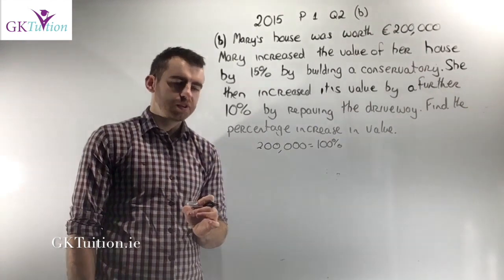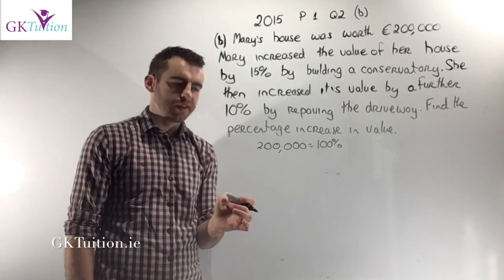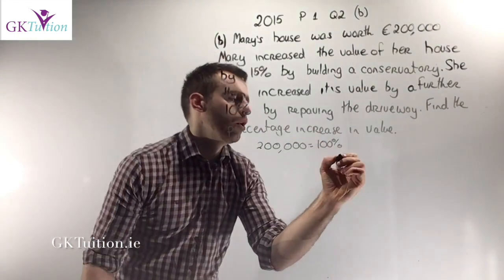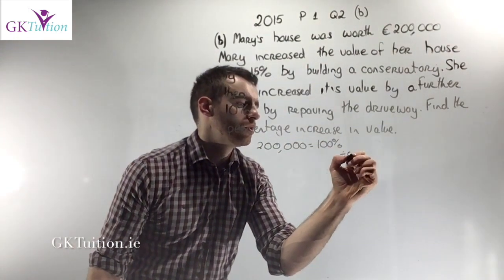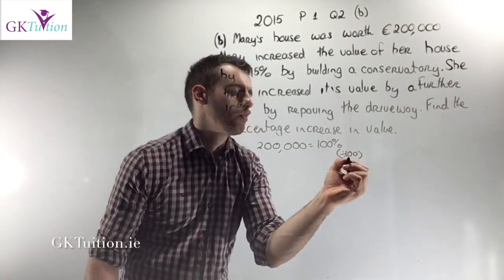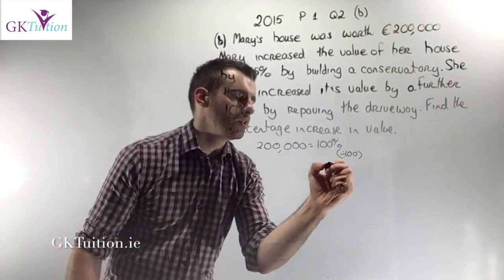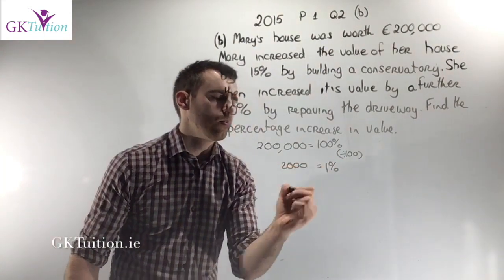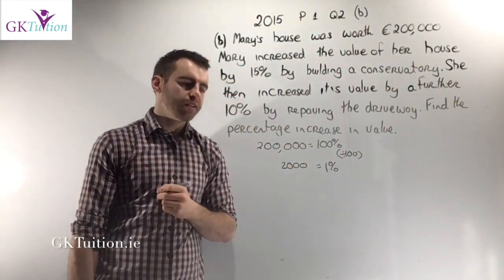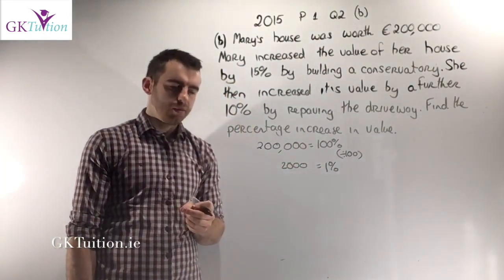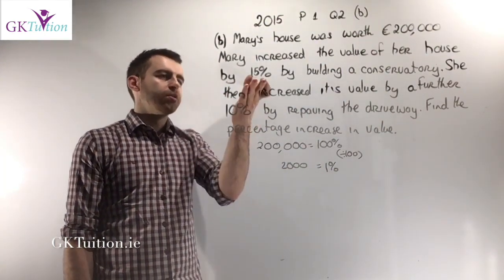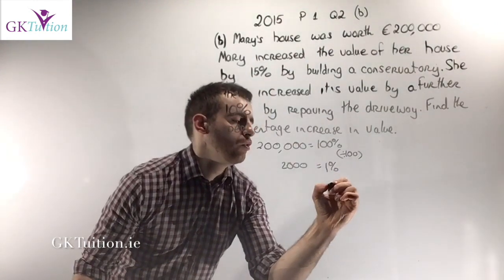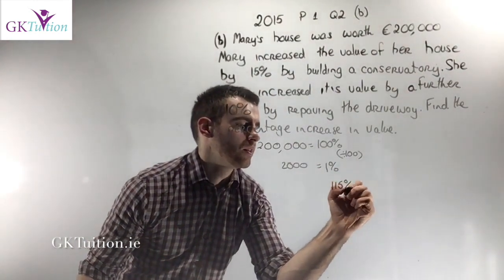The first thing we'll do is work out what is 1%. If I know 100% is 200,000, to go from 100% to 1%, you just divide both sides by 100. If you divide the right hand side by 100, you end up saying that 1% is equal to 2,000. So I can say that 1% of the price of this house is €2,000. And if it's increased by 15%, I want to work out what is 115% of the price of this house.